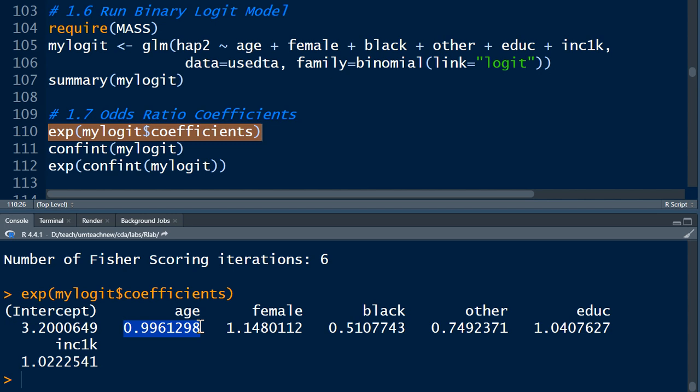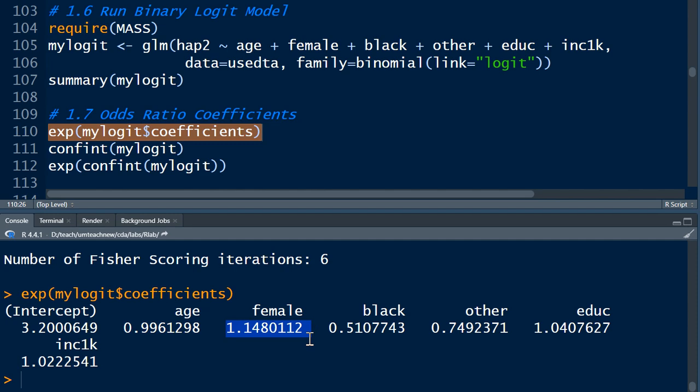Absolute magnitude, right? So here we're going to say, holding all other variables constant, for each unit increase in age, we would expect the odds of being happy to decrease by a factor of 0.9961298.